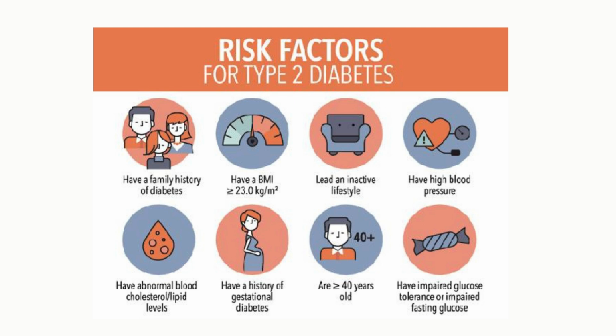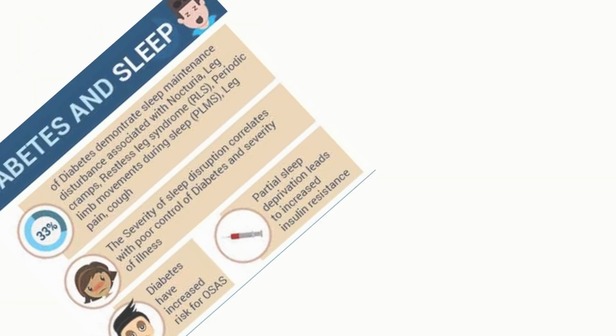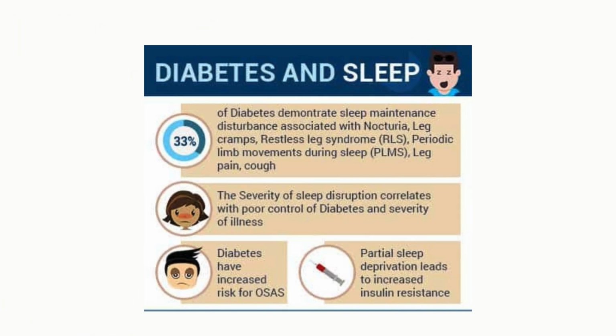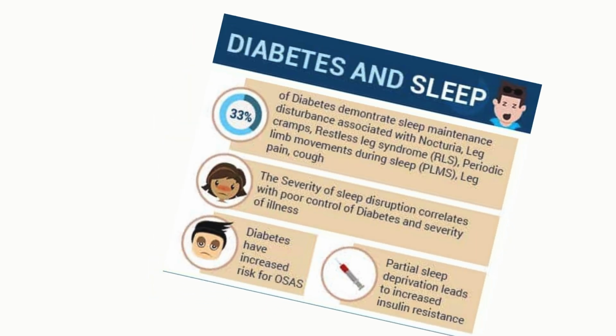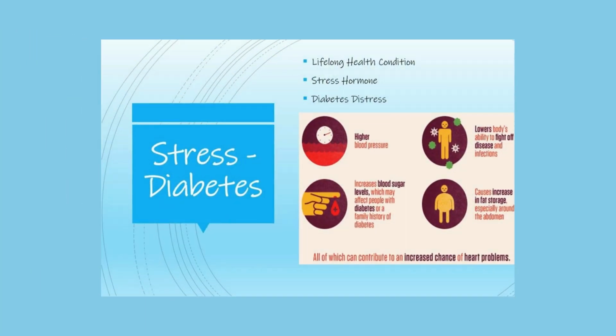2. Sleep patterns. Poor sleep quality and sleep disorders such as sleep apnea have been linked to an increased risk of type 2 diabetes. Adequate restorative sleep is important for maintaining healthy glucose levels. 3. Stress levels. Chronic stress can affect blood glucose levels and insulin sensitivity. Managing stress through techniques like mindfulness, exercise, and therapy can have a positive impact on diabetes risk.